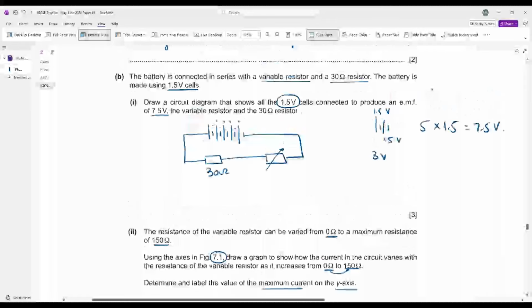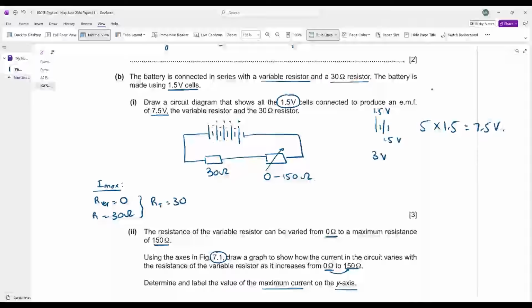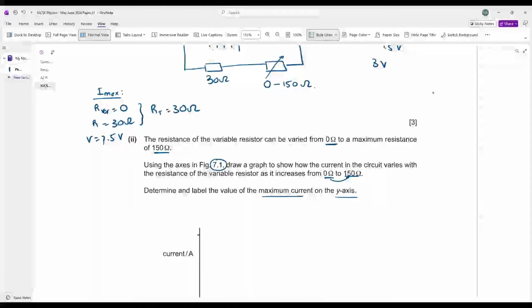बेटा first of all तो मुझे ये बताओ कि variable resistor can vary its resistance from 0 to 150 ohm. When will the maximum current occur? बेटा maximum current in the circuit कब occur करेगा? When the resistance of the variable resistor is 0. इस resistor की resistance तो अभी भी 30 ohm है. Total resistance क्या हो जाएगी? 30 ohms. What is your total voltage? 7.5. V is 7.5 volts. R is 30. Can you calculate the maximum current?